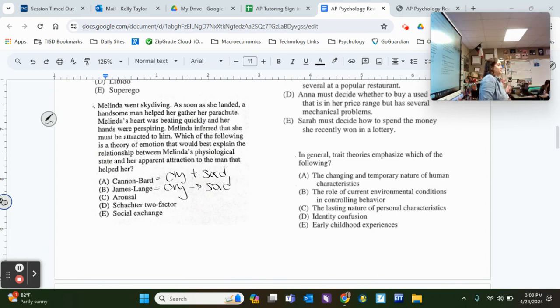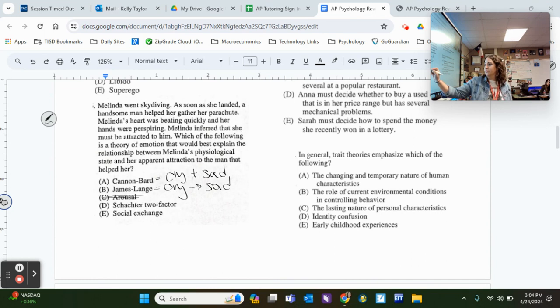Okay, arousal is not a theory of emotion. So it's like, which theory best described? That's not a theory. That's not a thing. Okay, there is one theory left that is a theory, but it is not an emotion theory, and that's social exchange.